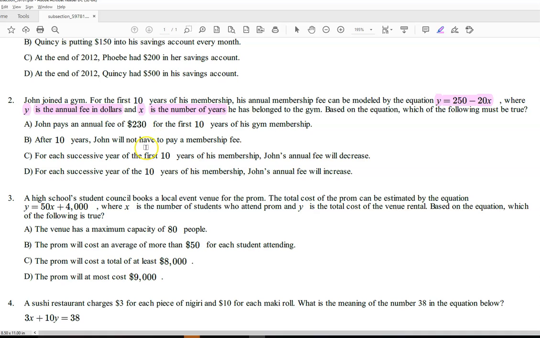So now I'm looking at my answers for something that talks about that. Okay, John pays an annual fee of $230 for the first 10 years. No, nothing we can do with that. After 10 years, you will not have to pay membership fee. Maybe I'll put that as a possibility. For each successive year of the first 10 years of his membership, John's annual fee will decrease. That makes sense because it's being taken away from the annual fee. Decrease is kind of a key word there. And D is the same option, but with increase, and it's not increase because as we already see, it's negative. So that's my answer, C. Okay.